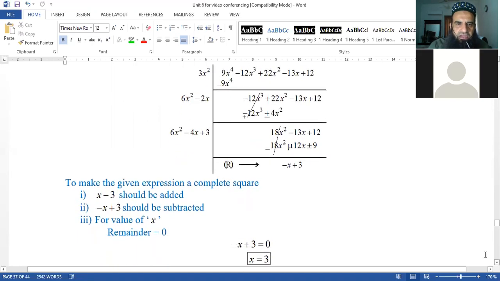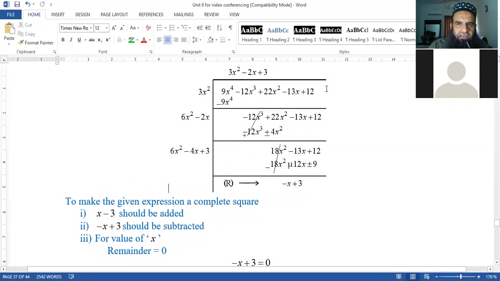First one is this: you will add x minus 3. This is how it has been done. This part, minus x plus 3, is actually subtracted. So once you subtract this from this part right here, if minus x plus 3 is extra, it must be subtracted. So once you subtract it, it will be written like this.